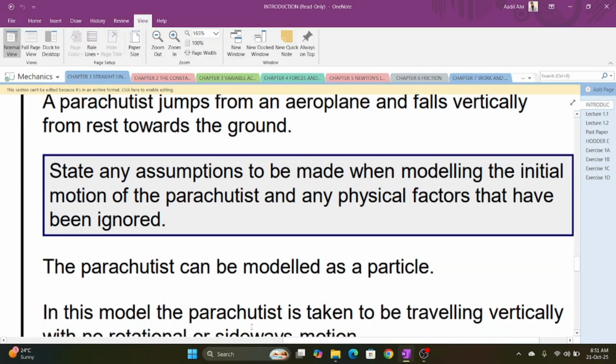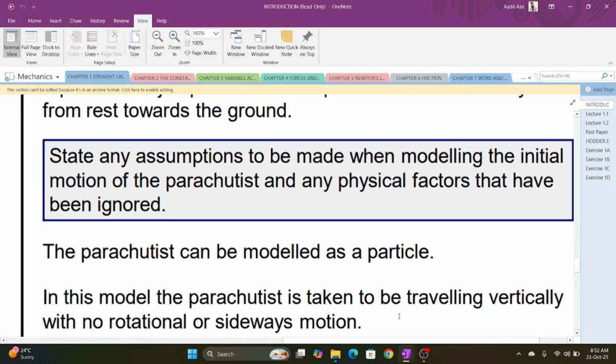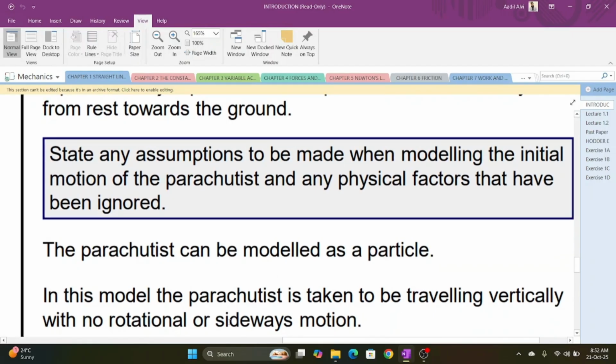In this model, the parachutist is taken to be traveling vertically with no rotational or sideways motion. We are also assuming that he's falling just vertically downwards and he's not moving sideways or having a circular motion or something like that. Because obviously, if we assume that, then that's going to be a lot different story. Because now in circular motion, you have different forces involved.